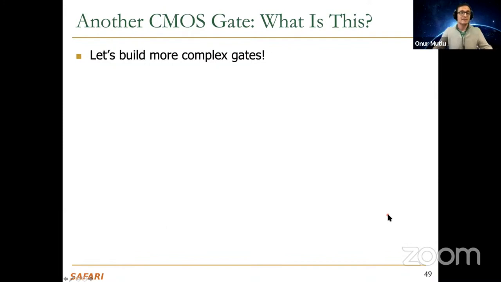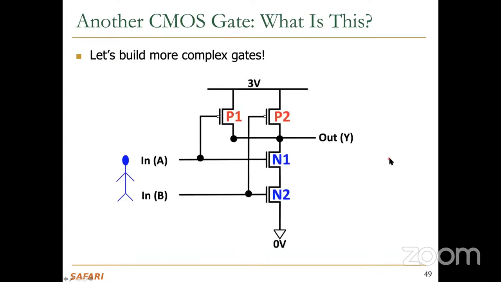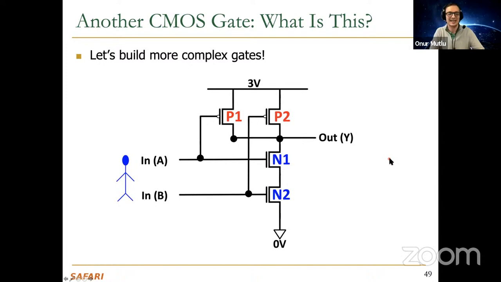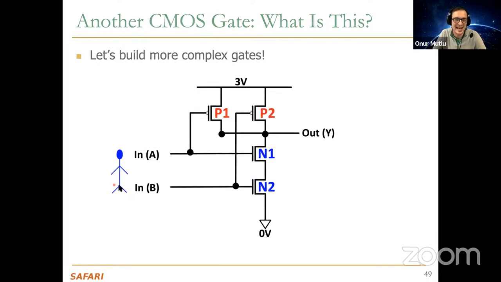Okay, now let's build more complex gates before we take a break. So I'm going to give you another CMOS gate, and I'm going to ask you, what is this? So maybe some people can try to figure this out. If you've done your reading, you quickly know what this is probably, but okay, I'll wait for a second or so. And somebody says NAND, or multiple people say NAND, and that's the right answer. Yes, this is a NAND.